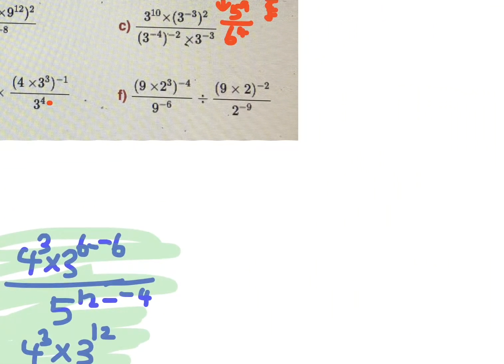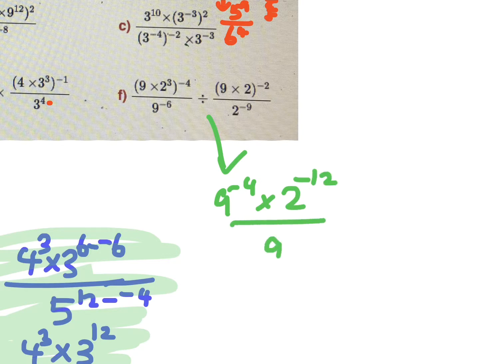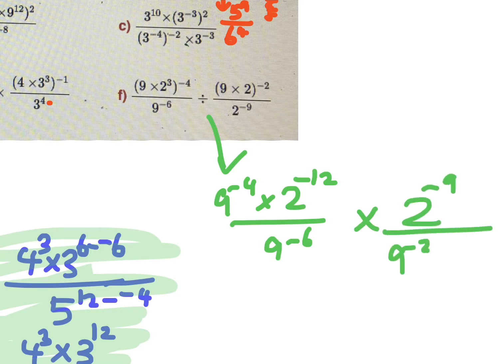Might just look at the lucky last one here. Just have a look at what it says. So you go 9 to the minus 4, just open all the brackets first, 12 to the 2 to the minus 12 over 9 to the minus 6 times, so you flip it, 2 to the minus 9 on 9 to the minus 2 times 2 to the minus 2.